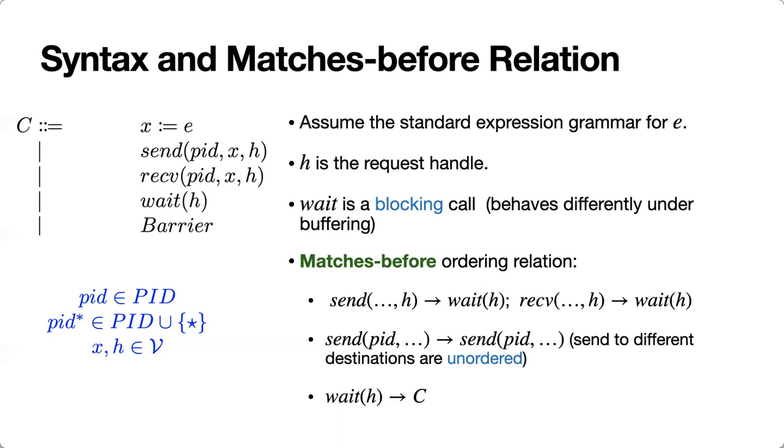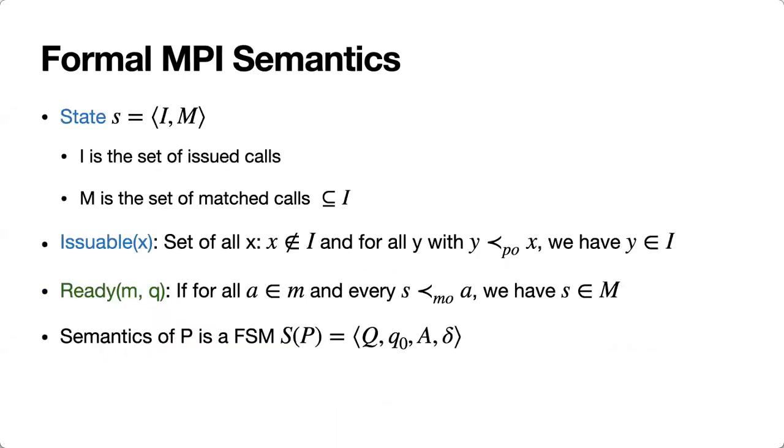And then, quite straightforwardly, if you have a blocking call such as wait, then there's a natural matches before ordering with any operation that is coming immediately after this blocking operation. So that's rule number 3. So we construct this matches before relation, encoding process specific event dependencies through this relation.